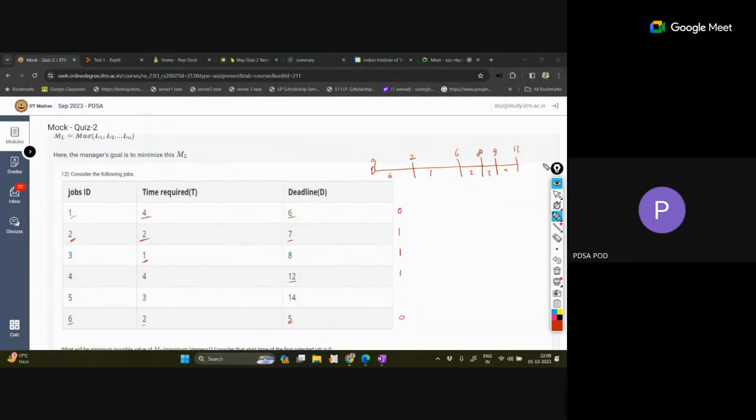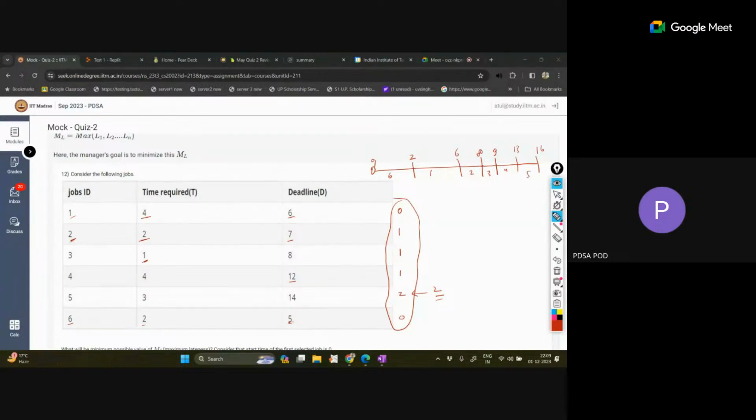After that, 13 plus 3 is 16. We are finishing at 16 and the deadline is 14, so in this case we are 2 late. 16 minus 14 is 2. So what is the maximum value among all lateness? This is 2, so this will be the answer.